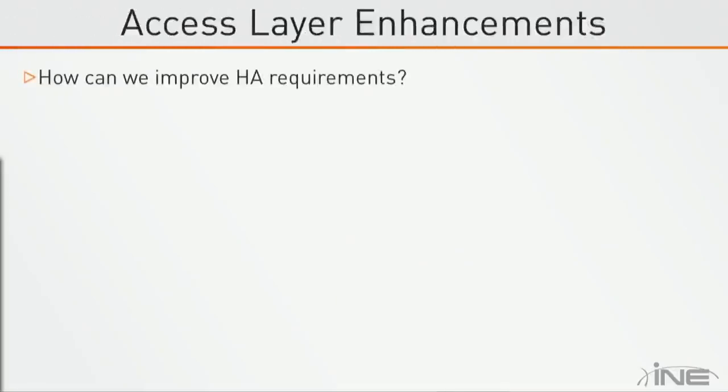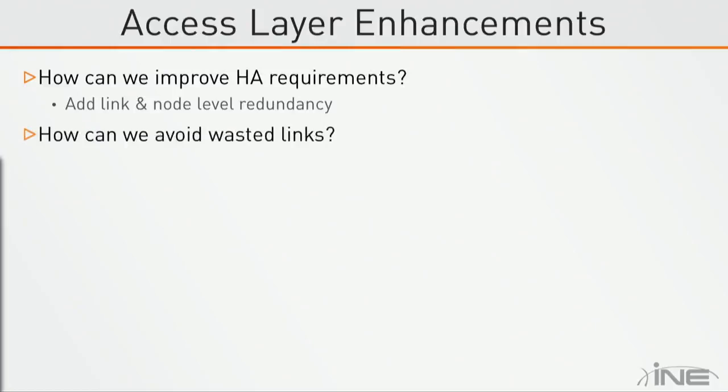Okay, so what are the ways that we can get around this problem then? How can we fix the high availability requirements of the access node? One is to add the additional link and node redundancy. But at the same time, how do we avoid having wasted links that are sitting there doing nothing? The way that we're going to do this is basically to trick the end host into load balancing the traffic between multiple physical switches as opposed to just sending traffic to one physical box.